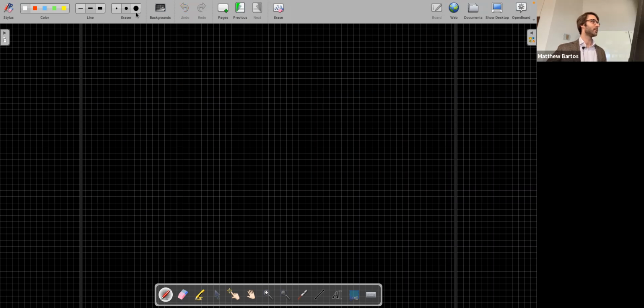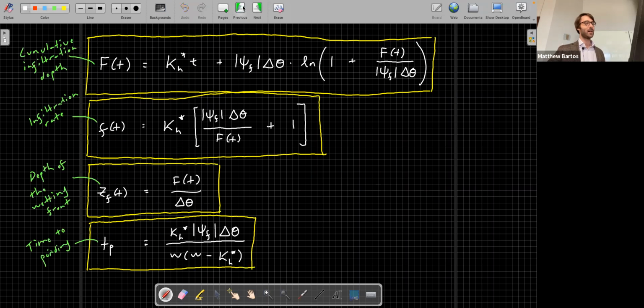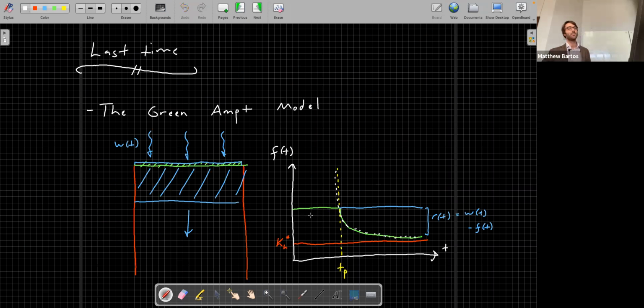So, if we go back to our plot, in this case, our rainfall rate is right here. And the saturated hydraulic conductivity is the infiltration rate to which the soil converges, right? So it's only possible for it to pond if the rainfall rate is greater than the saturated hydraulic conductivity. If the rainfall rate is less than the saturated hydraulic conductivity, the water will just pass freely through the soil and there will be no ponding.